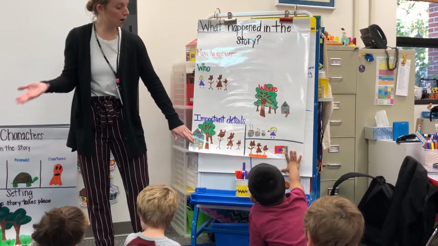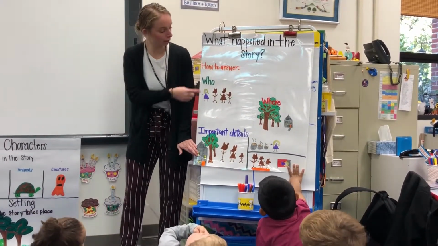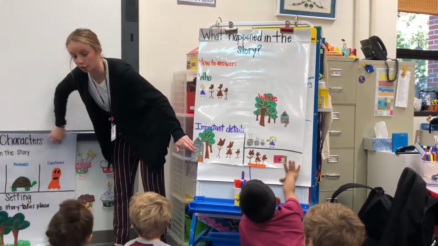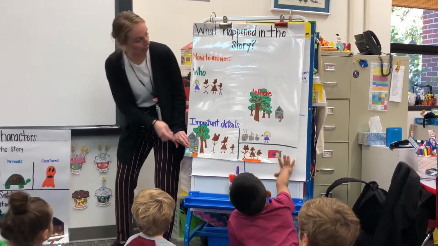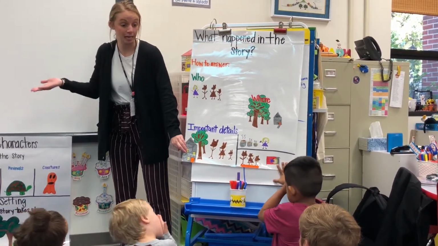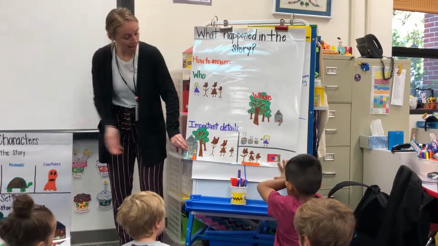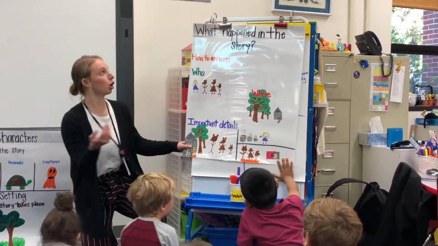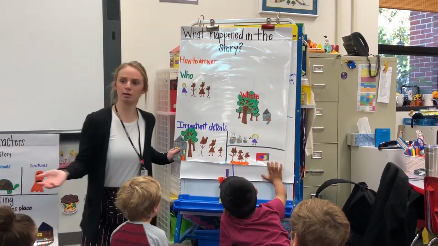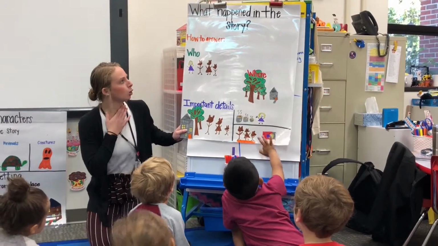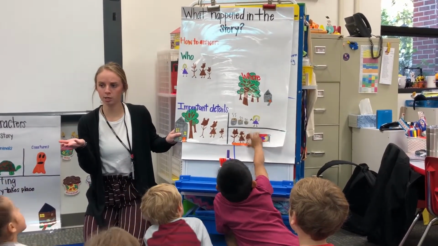So when we answer what happened in a story, we want to make sure we include the who. So we want to make sure we include our characters in our story. We want to include the where. So where did the story take place? Our setting of the story. And then we want to include the important details. So I did a book called The Three Bears. We've all heard of The Three Bears, right? Yeah. So, who are the characters in The Three Bears?